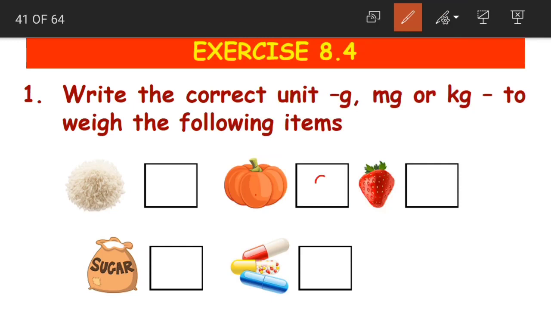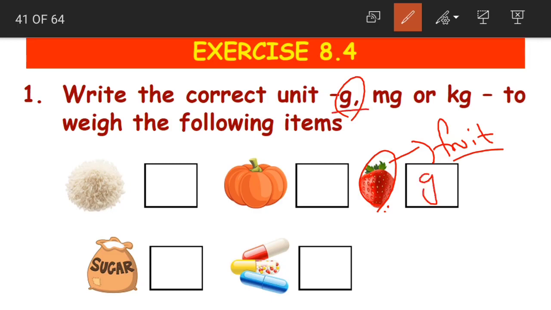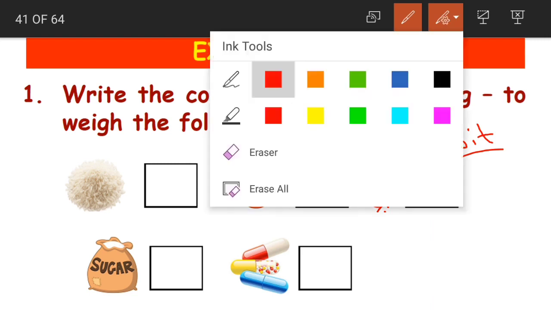So the vegetables are mostly measured in grams, and if you are buying very large quantities of vegetables, you can measure them in kilograms. Now next we have strawberry. Now again, what is strawberry? Strawberry is a fruit. Again, while buying fruits, we buy them in grams. Yes children, we buy them in grams. The weight is measured in terms of grams. So G becomes our correct answer here.